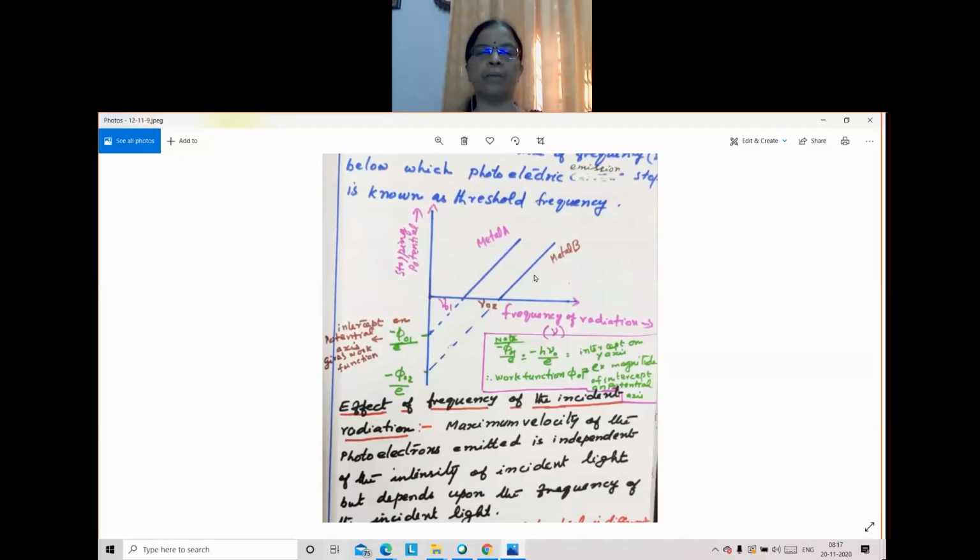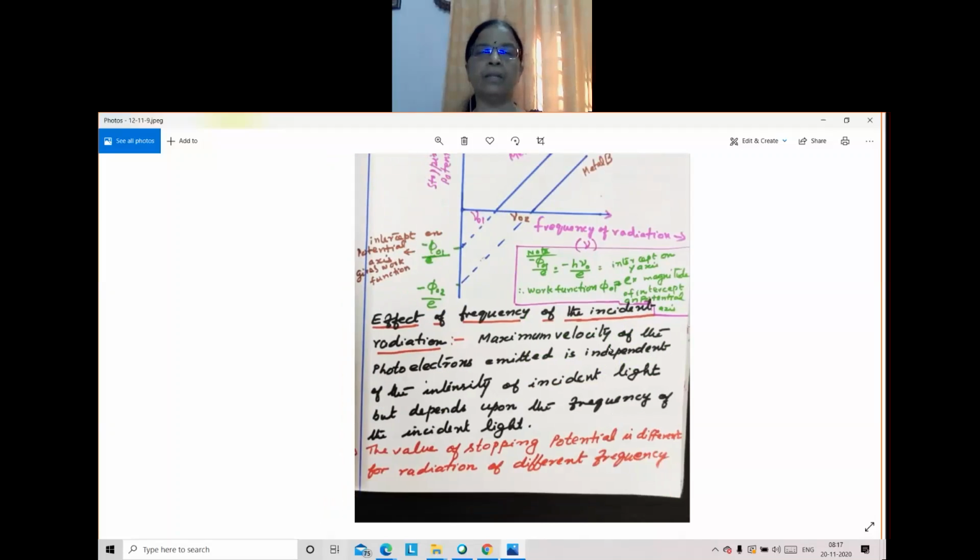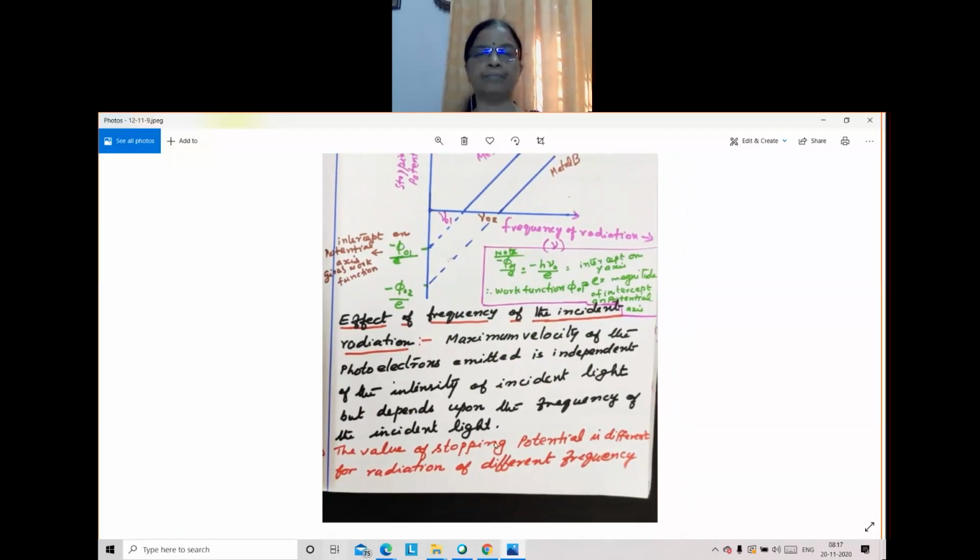And you know that when we extend this graph, we will get an intercept on the y-axis, and that y-intercept will give the work function of the metal, minus h nu 0 by e, and I will explain that in another graph. Okay, that we will explain later. Now we are studying the experimental behavior.